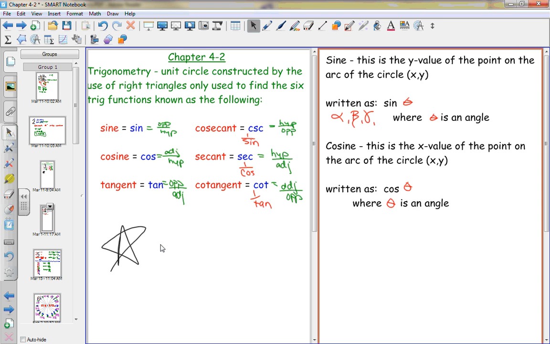So if I give you a point on your terminal side, the y-coordinate of that point represents your sine value. The x value represents your cosine value. Now I want you to understand something. The Greek alphabet is always used to represent an angle: theta, alpha, beta, gamma. Do we all understand that? Those are Greek letters. They just represent an angle.